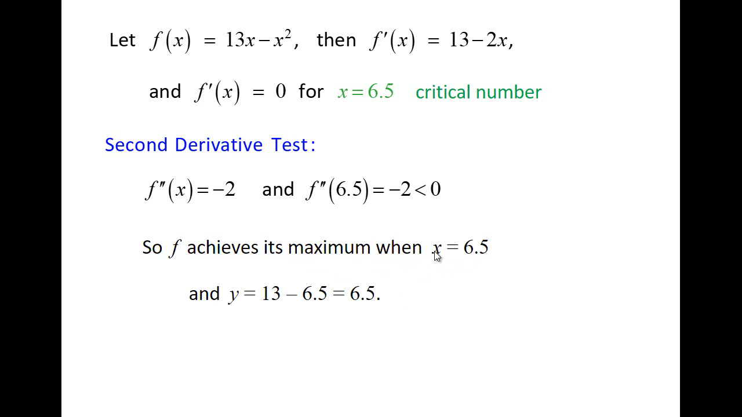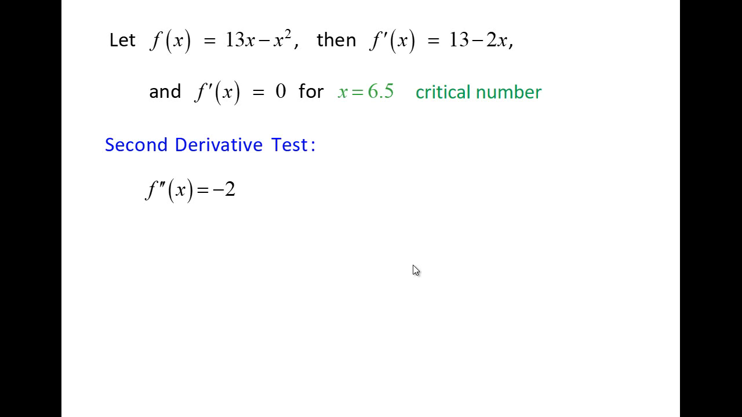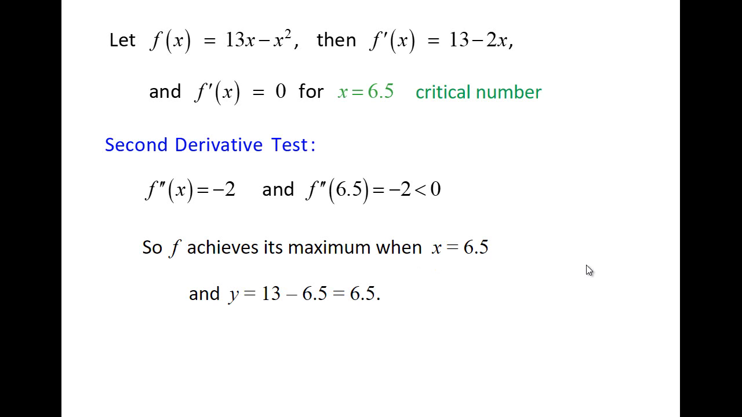And when x is 6.5, recall that y is 13 minus x, because x and y sum to 13. So if x is 6.5, then y would be 13 minus that, which is also 6.5. So the answer is the two numbers are 6.5 and 6.5.